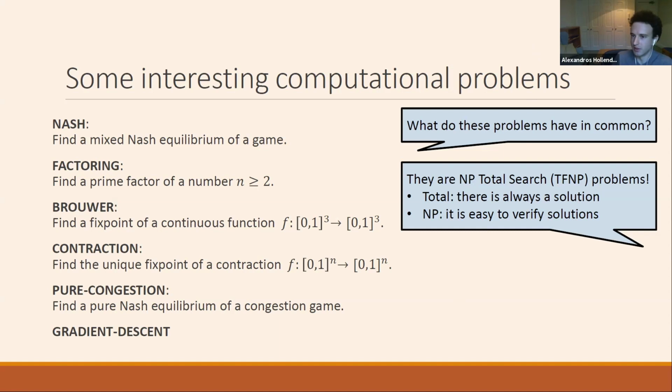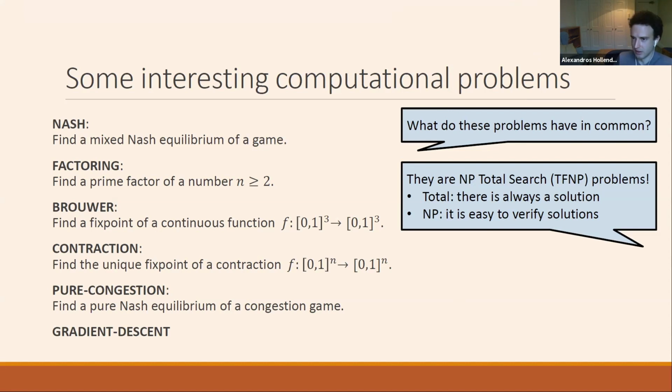And finally, for the gradient descent problem, why does it always have a solution? Well, since we're working on a compact bounded domain, there exists a minimum of the function, which is in particular a local minimum, which is in particular a stationary point. So there definitely will exist at least one solution. And because our solution concept is stationary points, these solutions are also easy to verify in polynomial time. So this holds also for the other problems, and they all lie in this class TFNP.